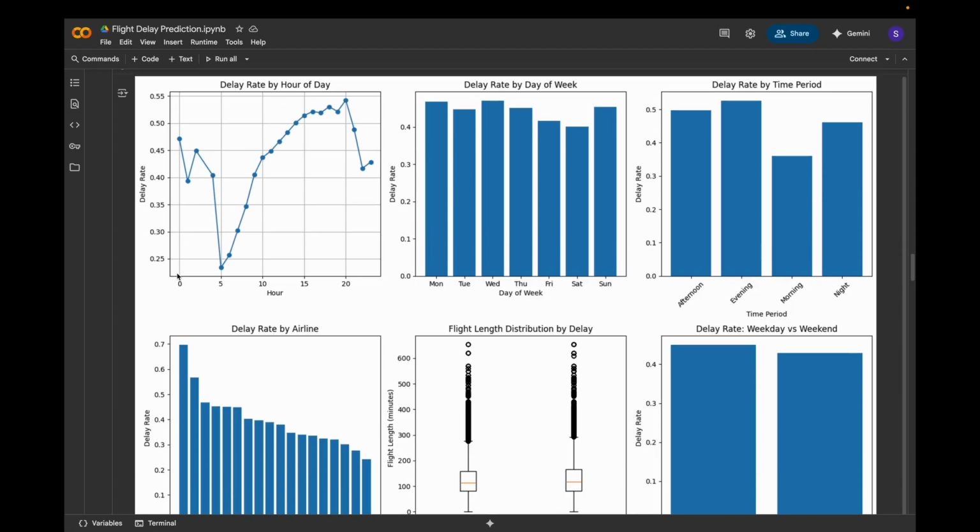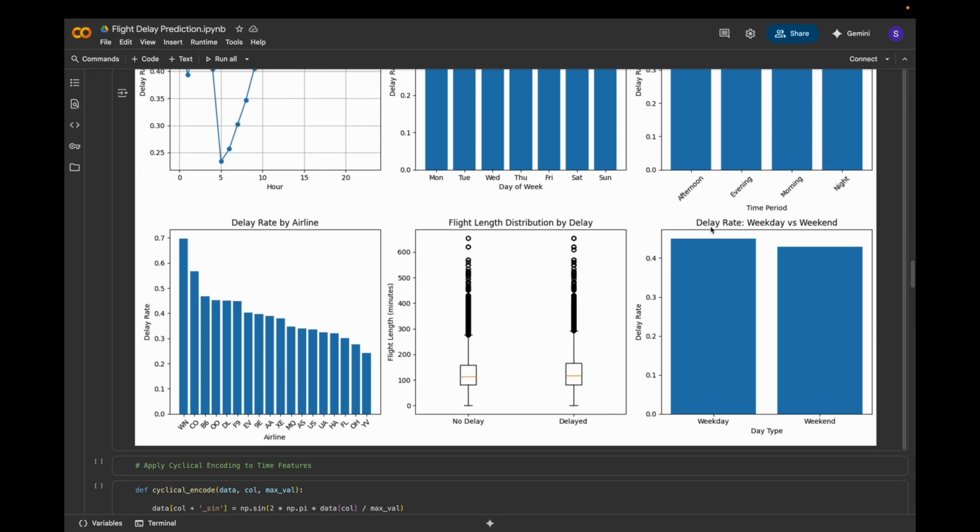So here we have, in the early morning, there isn't as high a delay rate as there's not that much demand, as compared to later throughout the day where the delay rate increases as there are more passengers. Then we have the delay rate by the day of the week. So the weekdays have a high delay rate as compared to the weekends. Then we have the delay rate by the time period. So evening and afternoon have a high delay rate as compared to morning and night.